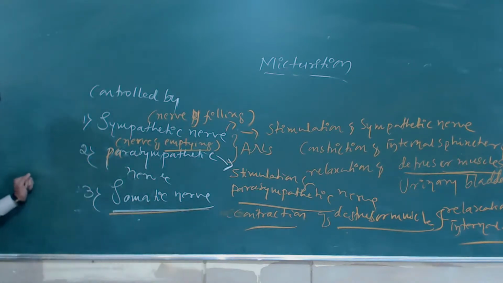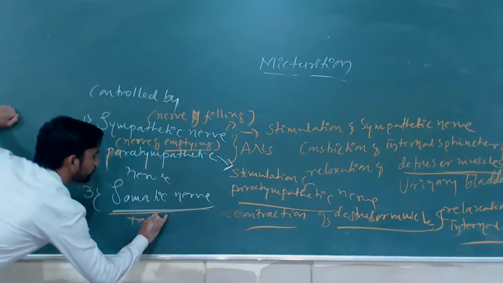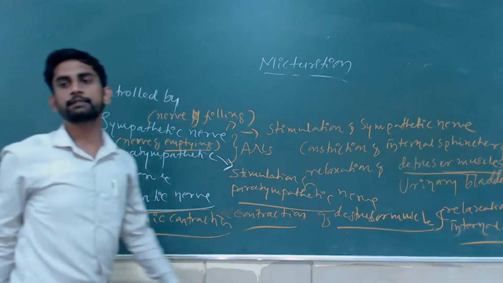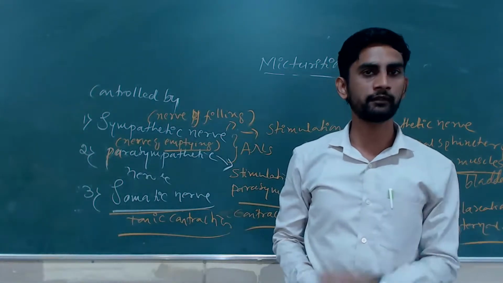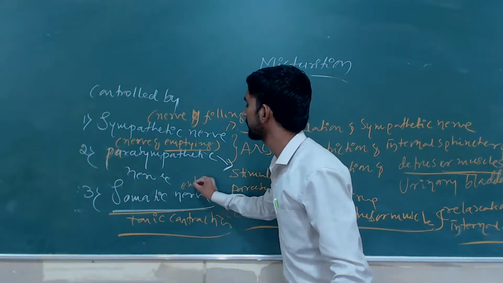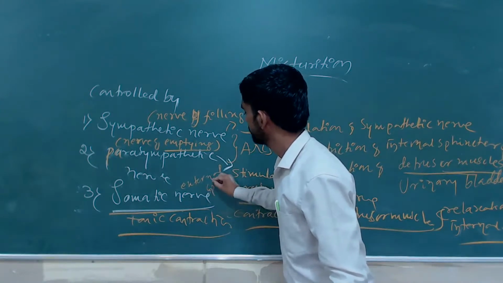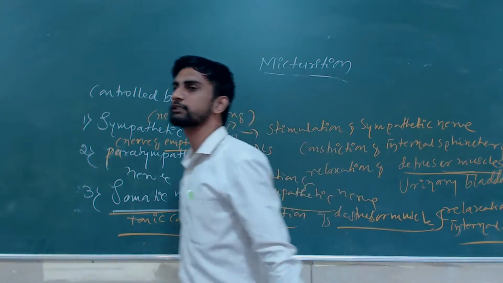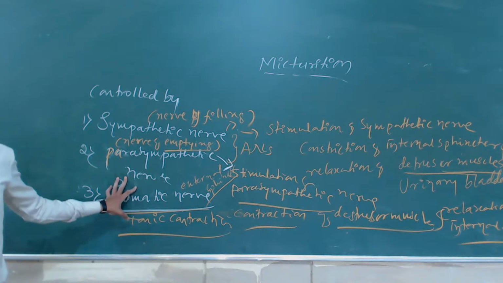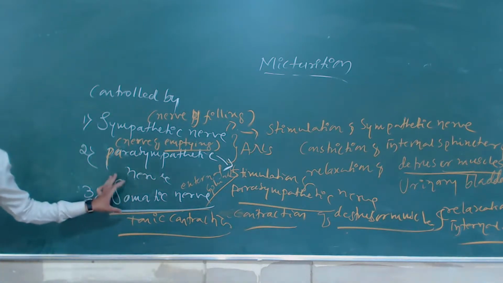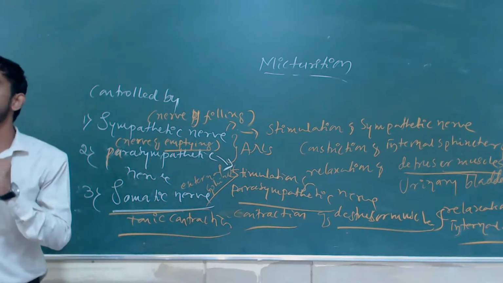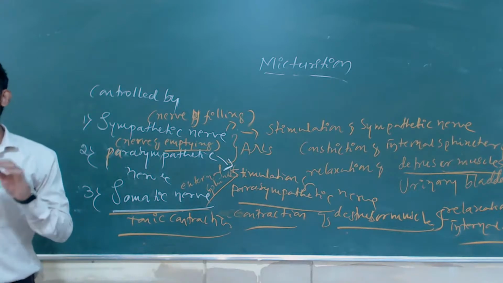Somatic nerve. Somatic nerve will have tonic contraction. Do you know what tonic means? Tonic in the sense that it acts like neither here nor there. In general, it involves the external sphincter. What is the main important role of this external sphincter? The external sphincter is made up of what type of muscles? Skeletal muscles. I've already told you, in adults the micturition process is partially voluntary and partially involuntary, but not in infants.